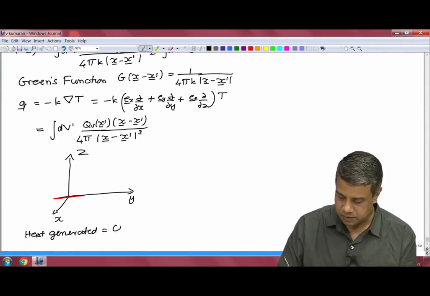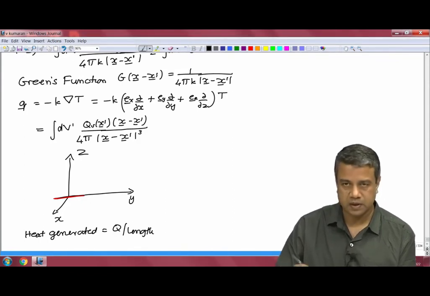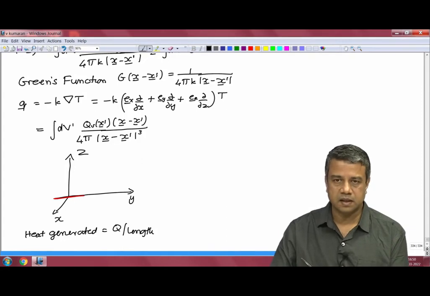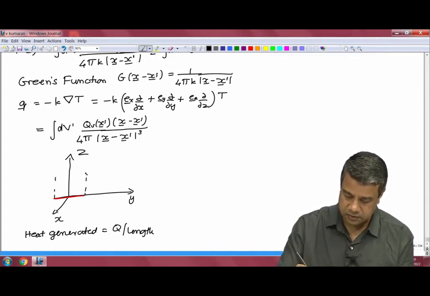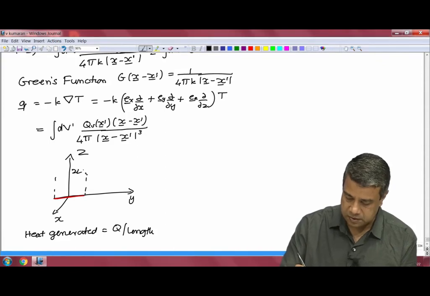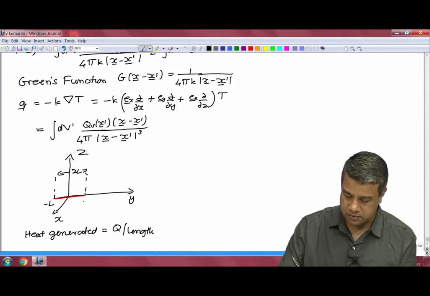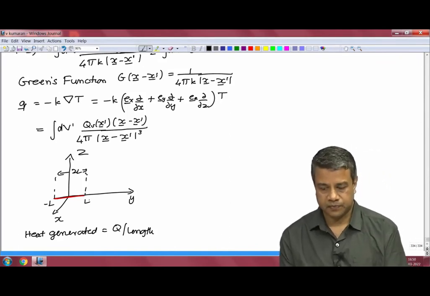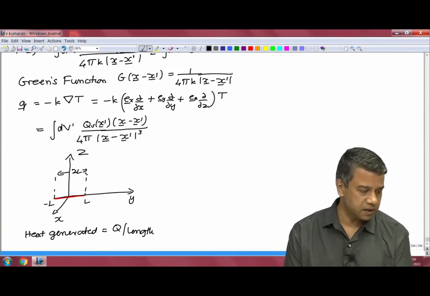Is equal to Q per unit length. Okay. Infinitesimal wire generating heat Q per unit length, and the total length of the wire is equal to 2 times L. It goes from y is equal to minus L to y is equal to plus L. And I want to find out what is the total heat, the temperature profile around this wire.